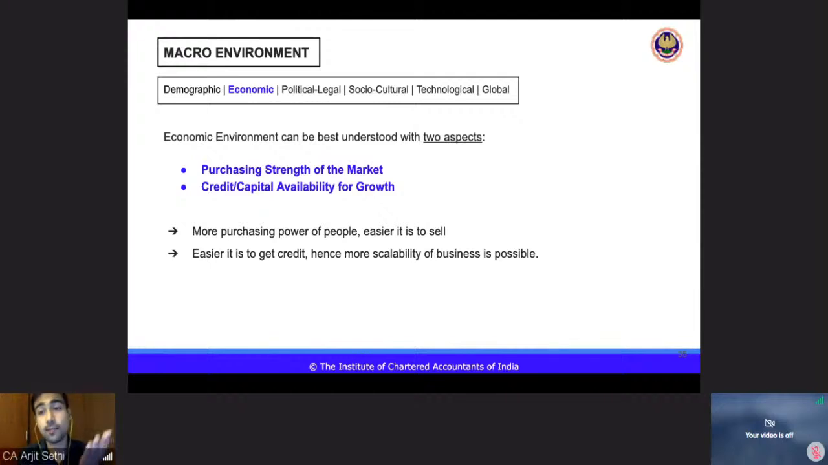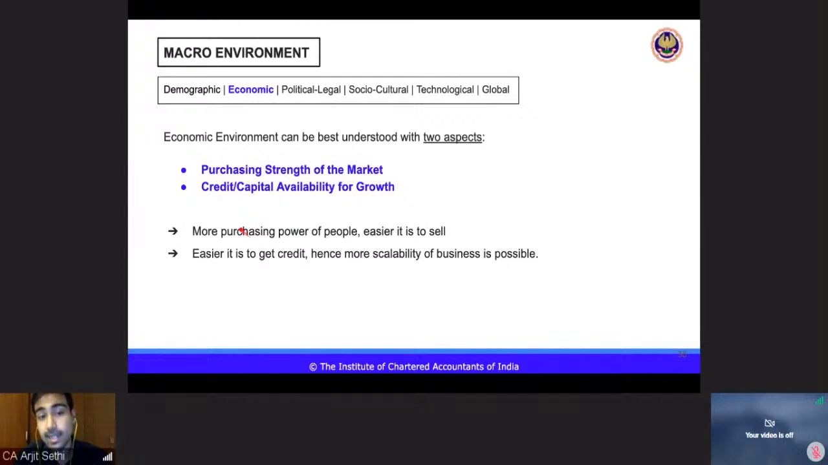If you look at the two markets of United States of America and the market of India, you will see people in India save much more than people in United States. So that is why you see a lot of new products coming up in USA before India. One of the major reasons is the economic component of the country, right? We understood in microenvironment what is market. So the purchasing strength of the market is actually defining the economic component, which means if people are ready to shed more money, it is easier to sell.